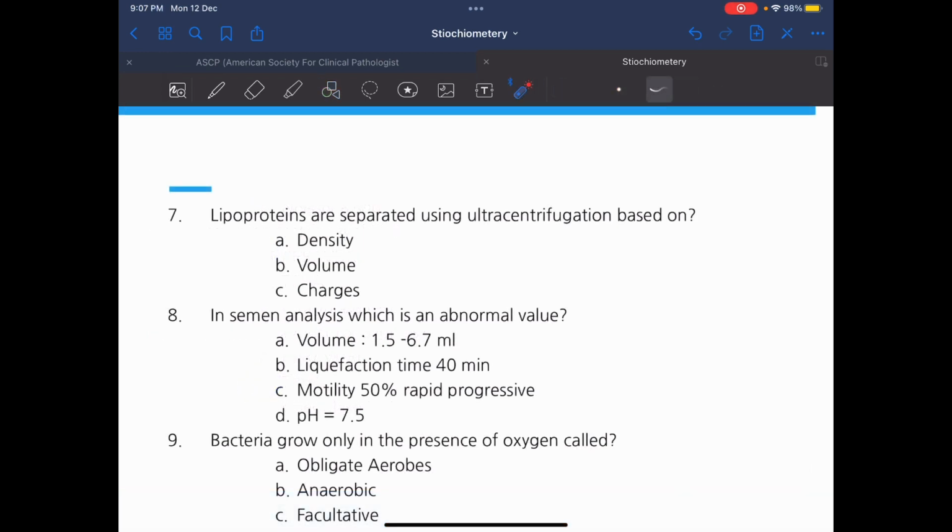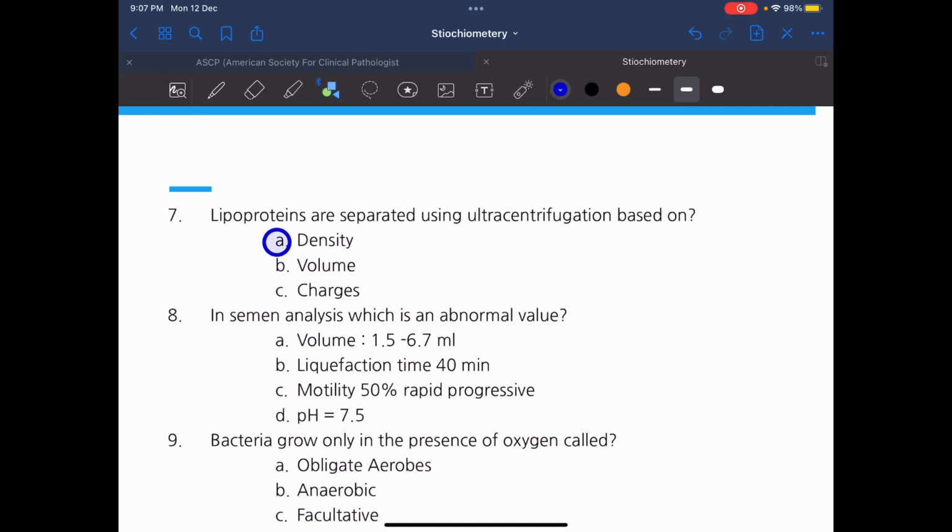Next question. Lipoproteins are separated using ultracentrifugation based on density, volume, or charges. Lipoproteins are separated using ultracentrifugation based on density. So the correct answer is density.